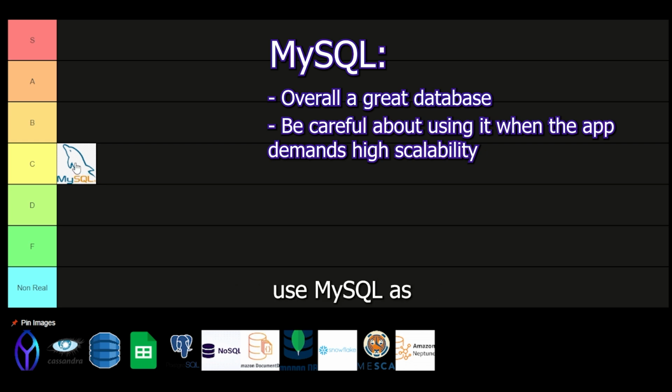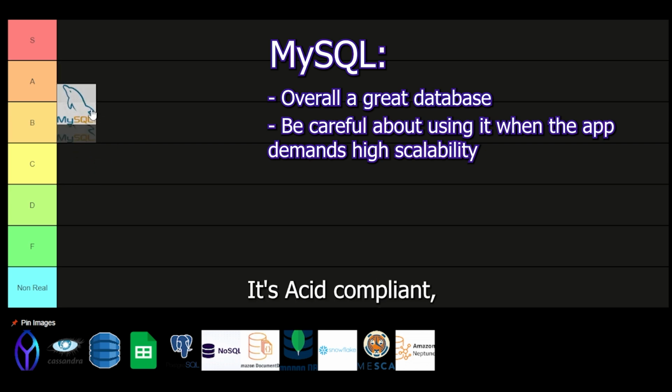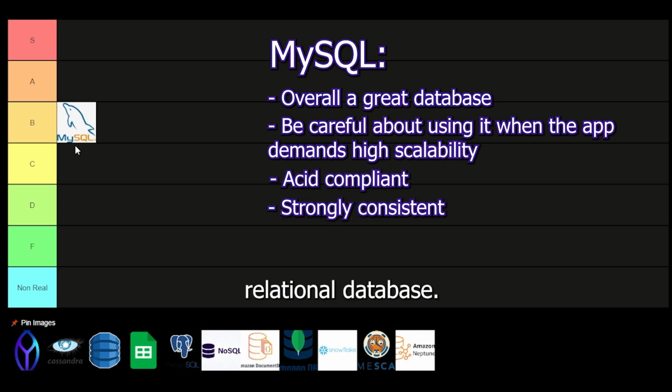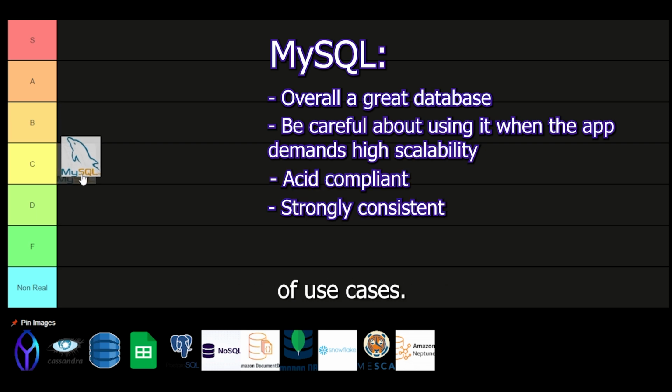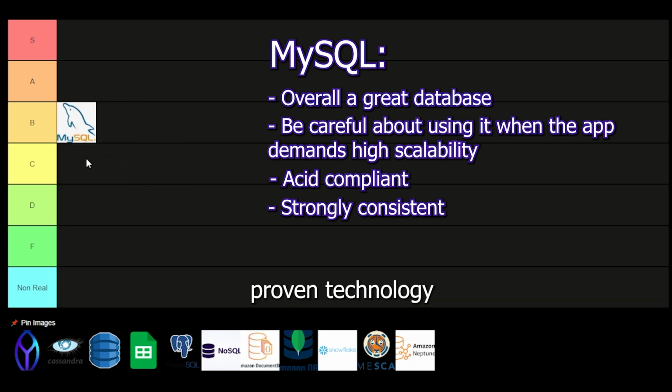But I would say use MySQL as your database in a system design interview when your data is highly relational and the schema is static and well-defined. MySQL is strongly consistent, it's ACID compliant, and it is a relational database. So it has a lot of use cases. Overall, I'm going to put MySQL in the B tier. It is a proven technology with great use cases, with just that one downside of being the difficulty involved with scalability. So B tier for MySQL.